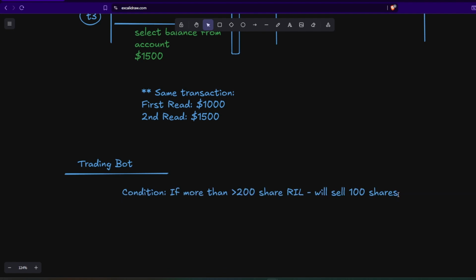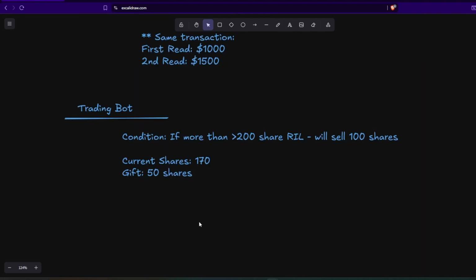So for example, suppose your current holding of Reliance shares is around 170, and somebody gifts you 50 shares. But that transaction has to be done via your brokerage account or some other account where you might not have enough balance. So what is the problem that we might run into? Let's understand through a diagram.